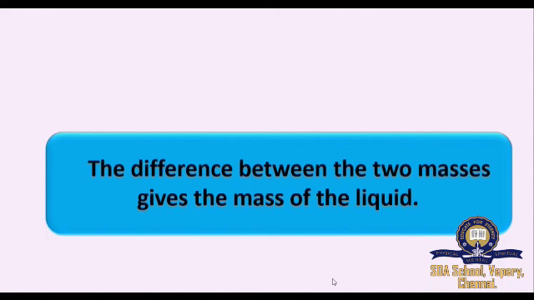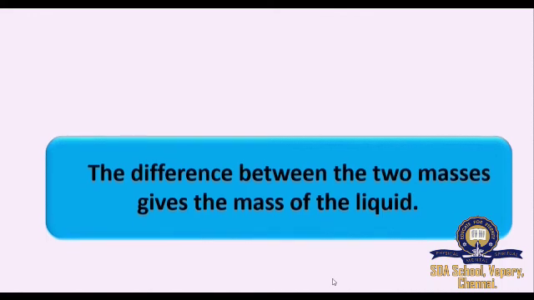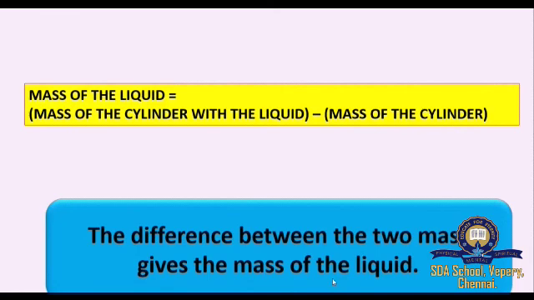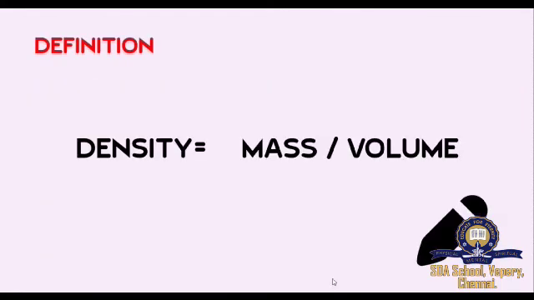The difference between the two masses gives the mass of the liquid. That is, mass of the liquid is equal to mass of the cylinder with the liquid minus mass of the cylinder. So can you get this? This can give us the mass of the liquid, right? So we now have the mass of the liquid and volume of the liquid. We can easily determine the density of liquid by substituting, right? So this is how we determine the density of liquid with the help of the pipette.